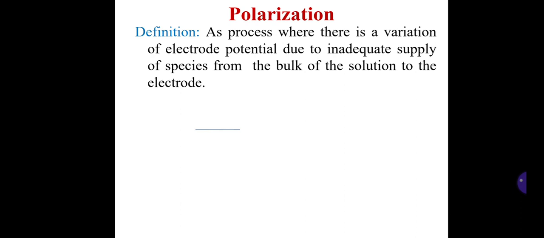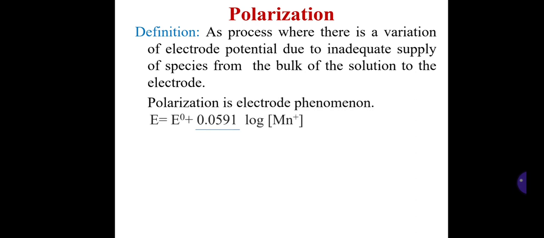Polarization is an electrode phenomenon, hence the electrode potential can be determined using the Nernst equation: E = E° + (0.059/n) log [Mn+], as you know, where Mn+ is the concentration of metal ions surrounding the electrode surface at equilibrium.